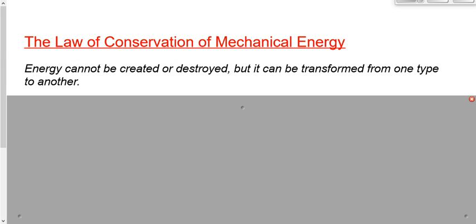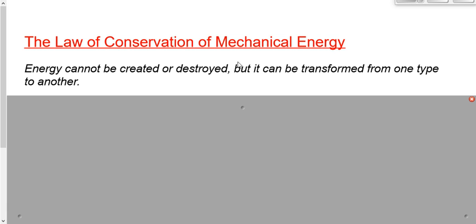This is the first conservation law that you're going to learn. Next year in Physics 30, you'll learn a couple more conservation laws. They all start off the same way: blank cannot be created or destroyed. Energy cannot be created or destroyed. Momentum cannot be created or destroyed. Electric charge cannot be created or destroyed.